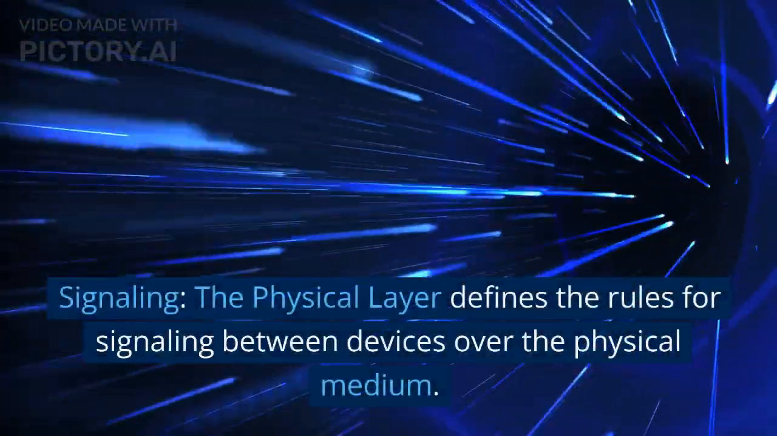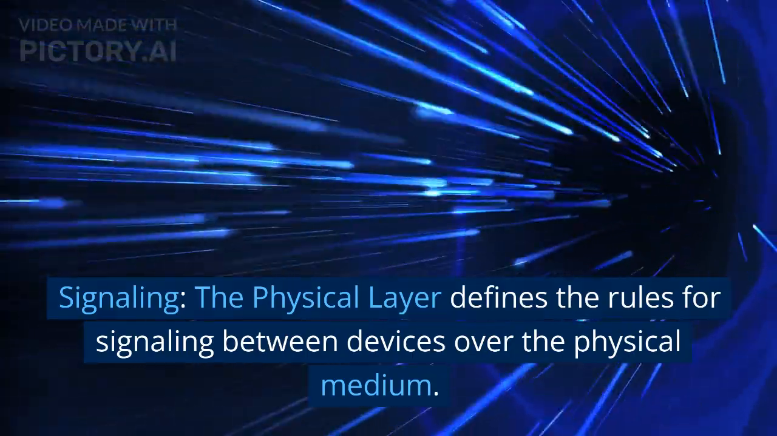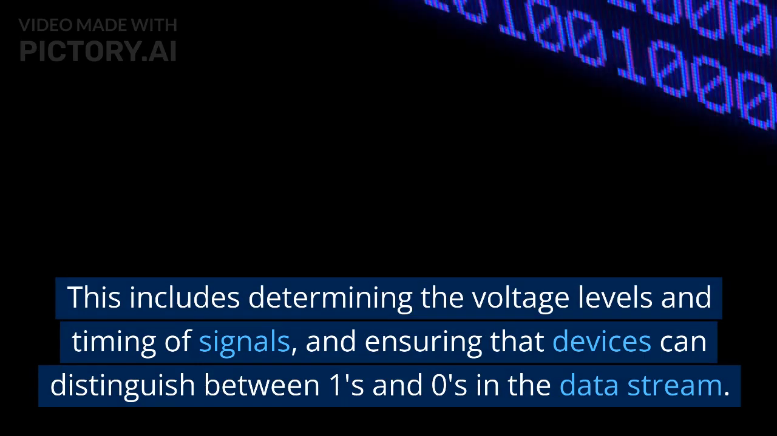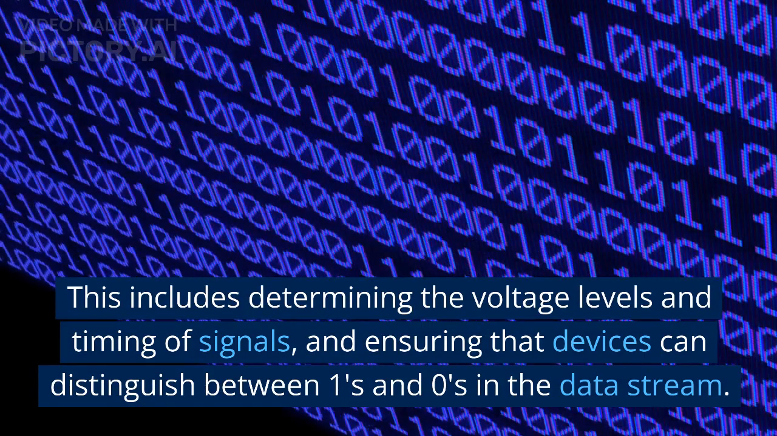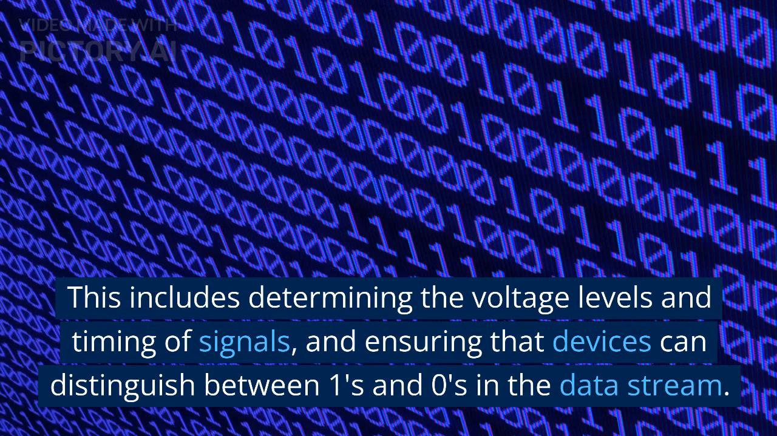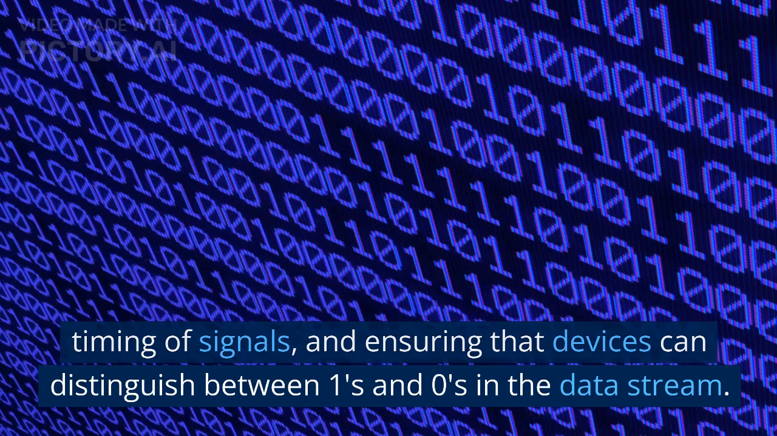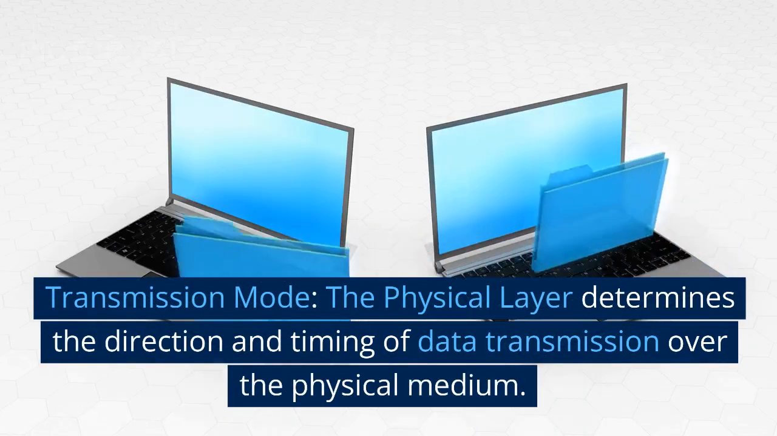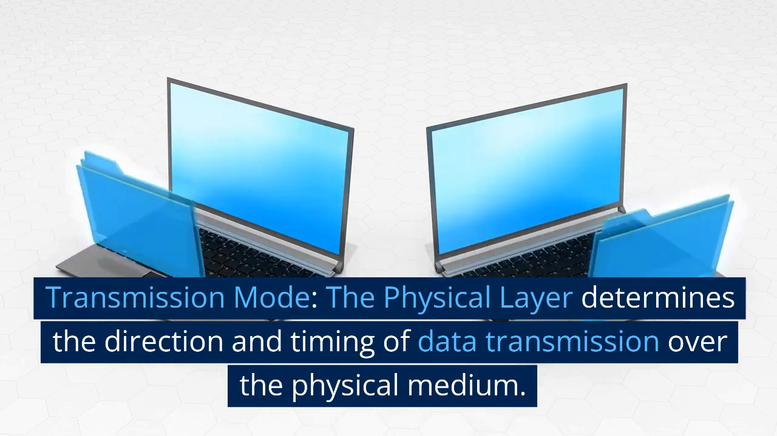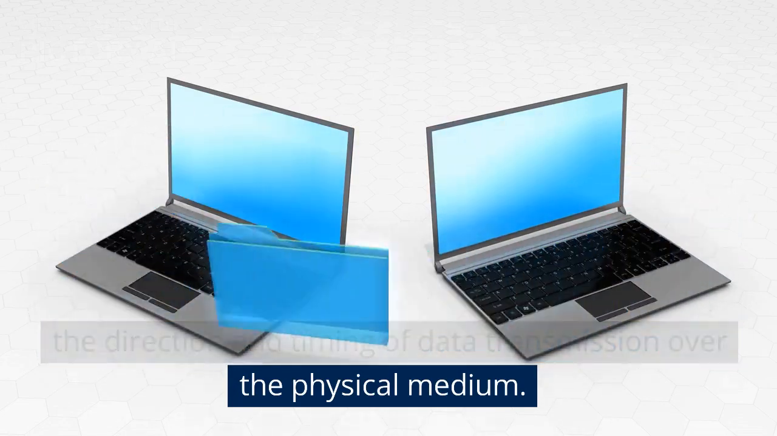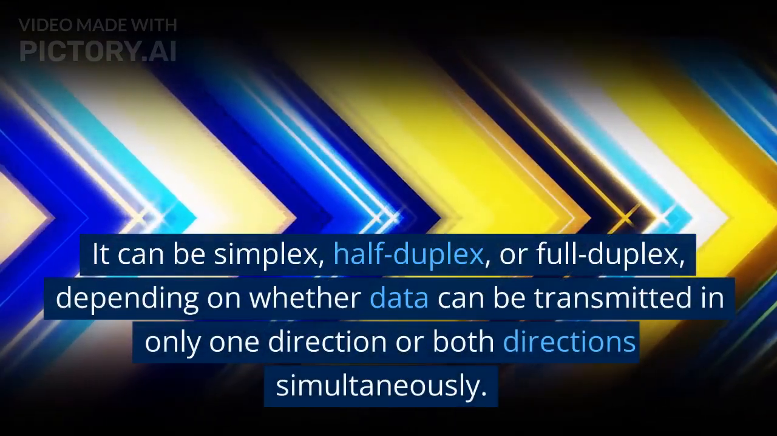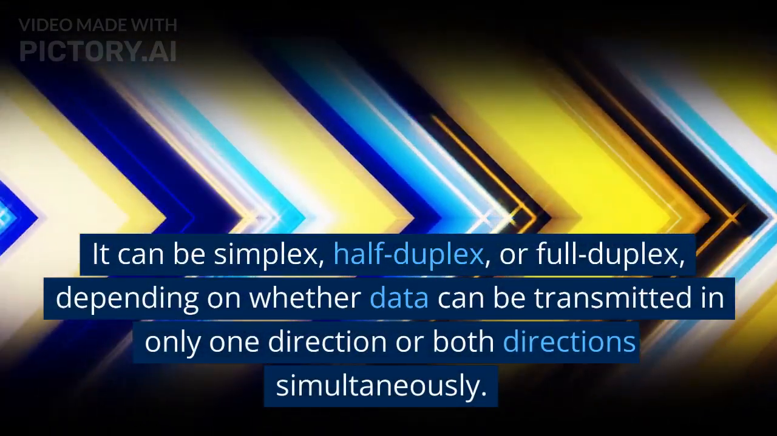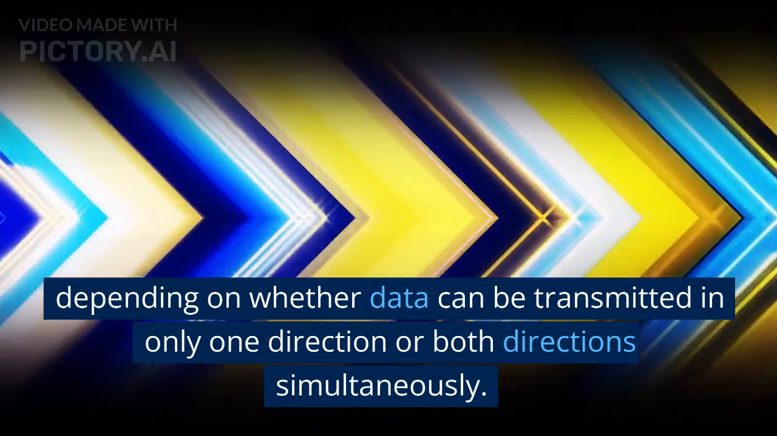Signaling. The physical layer defines the rules for signaling between devices over the physical medium. This includes determining the voltage levels and timing of signals, and ensuring that devices can distinguish between ones and zeros in the data stream. Transmission mode. The physical layer determines the direction and timing of data transmission over the physical medium. It can be simplex, half-duplex, or full duplex, depending on whether data can be transmitted in only one direction or both directions simultaneously.